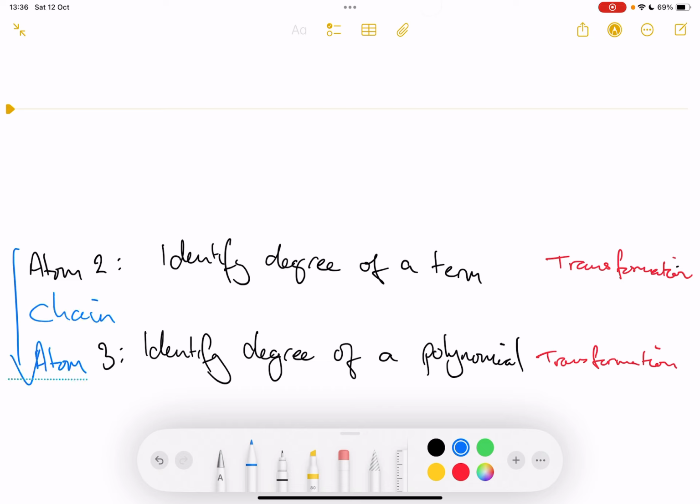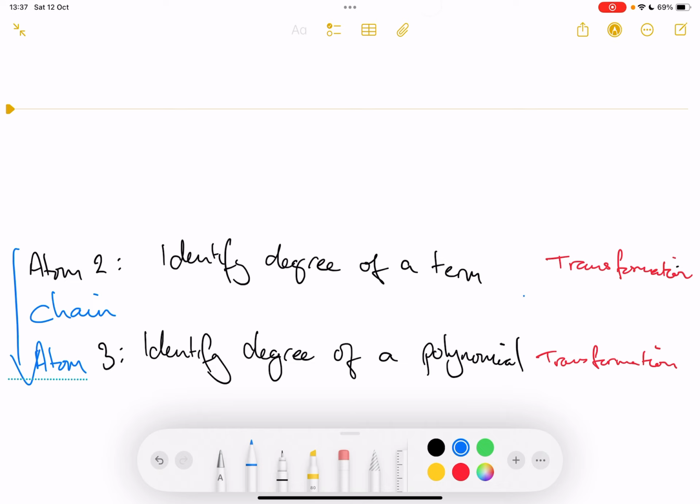So they've already learned atom 2, how to identify the degree of a term, and they've just learned how to identify the degree of a polynomial. I actually gave them the degree of each term to begin with, because I just want to focus on this one atom. I just want them to select the highest degree term each time for the whole polynomial.